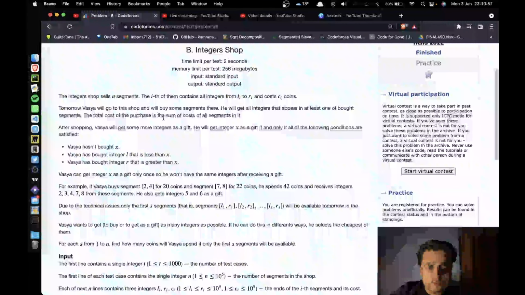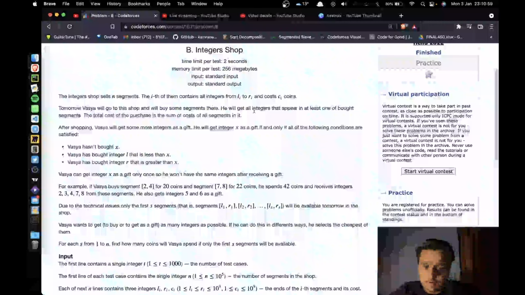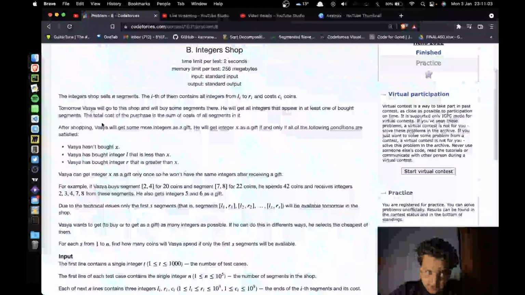Tomorrow Vasya will go to the shop and will buy some segments there. He will get all the integers that appear in at least one of the bought segments. The total cost of the purchase is the sum of the costs of all segments in it.